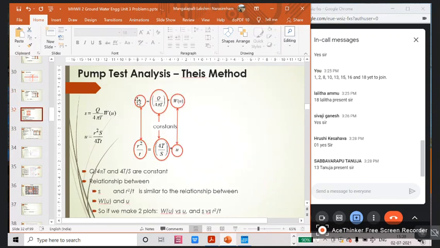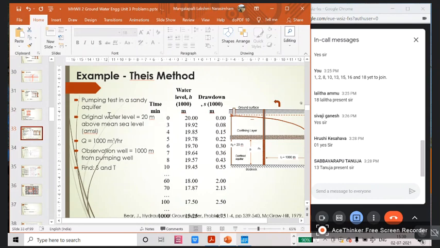So the relationship between S and R square by T will be similar to the relationship between W(u) and u. So, if we make two plots, one plot R square by T versus S, and another plot u versus W(u). This second one, W(u), is a standard one, and it is called the type curve. So let us look at the data. See, this is the data.